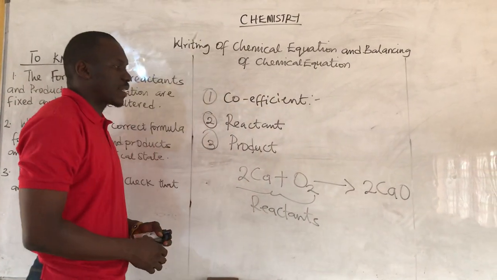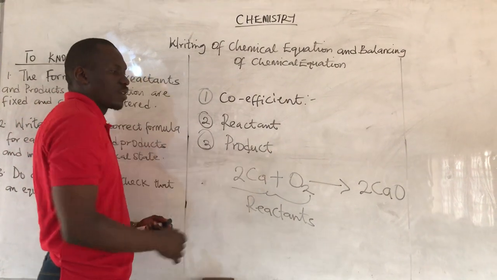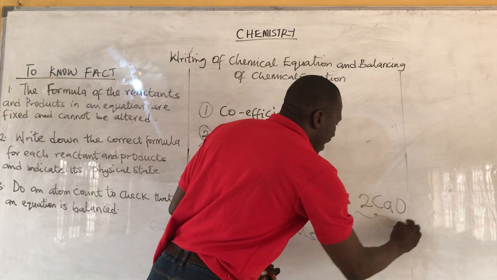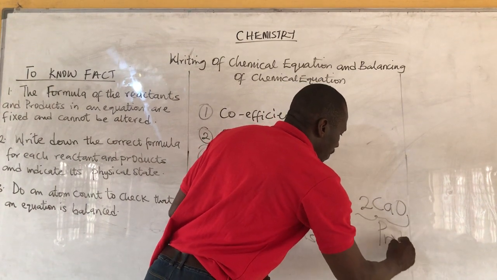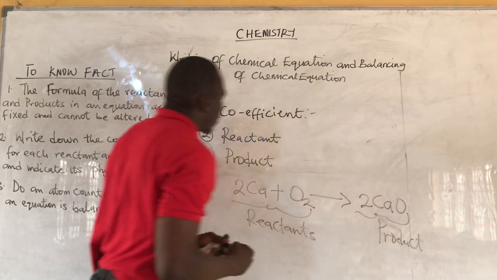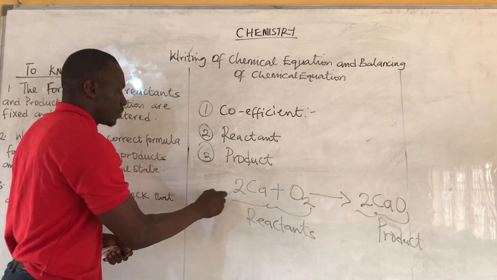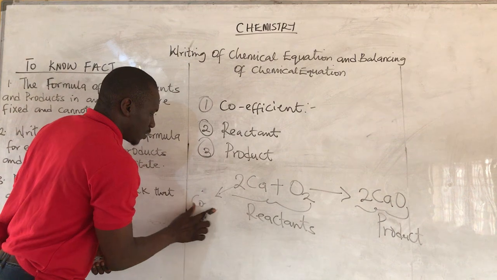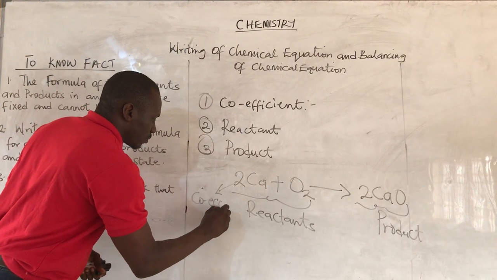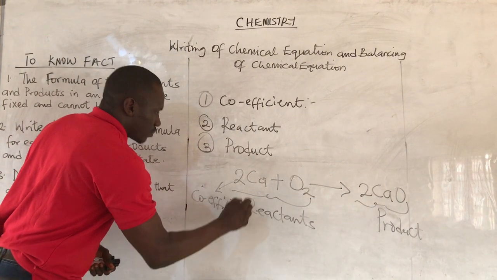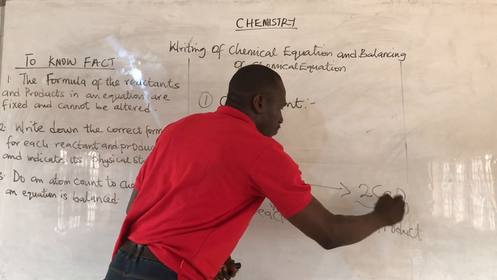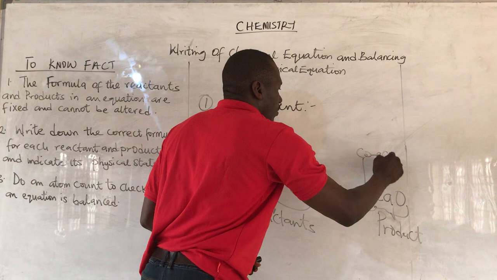This is your reactant. Then products. Product is what is formed after the reactants have combined together. So this is products. So let me come back again. Coefficients. This is your coefficient. This is your reactant. And this is your product. This is coefficient.